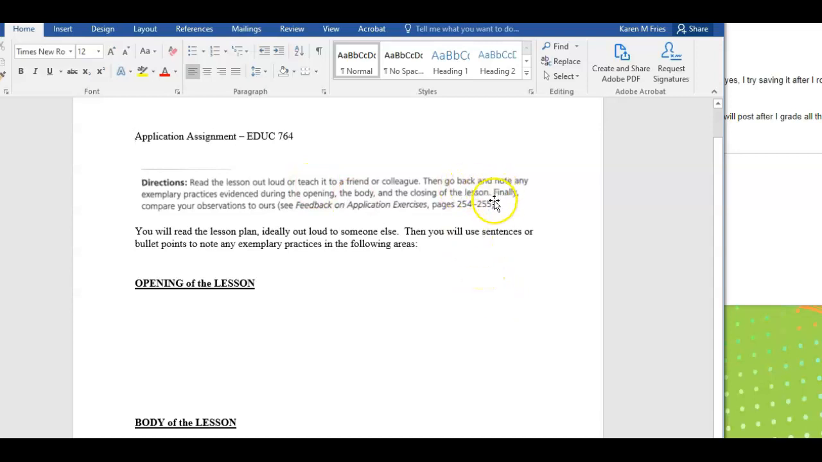Again, just disregard this part right here. So directions: read the lesson out loud or teach it to a friend or colleague. Then go back and note any exemplary practices evident during the opening, the body, and the closing of the lesson.